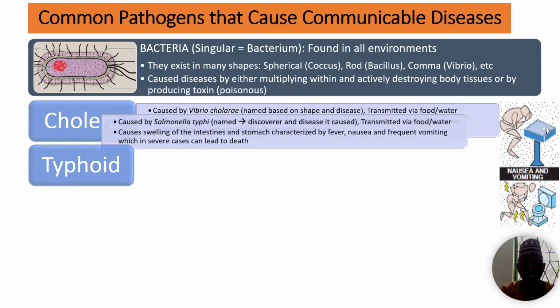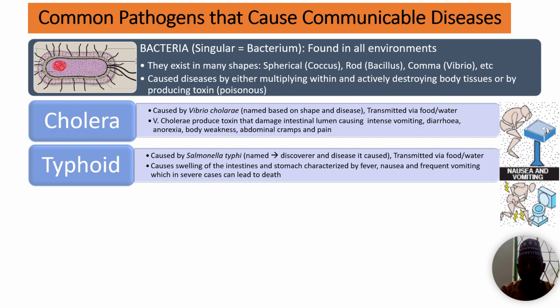So typhoid is a bacterial disease that is commonly caused by a bacteria known as Salmonella typhi. In this case, this bacteria is named based on the discoverer, the person that first described the organism, which is Salmon. So the first name of the bacteria was derived from this person, Salmonella, and then the second name was derived from the disease it caused.